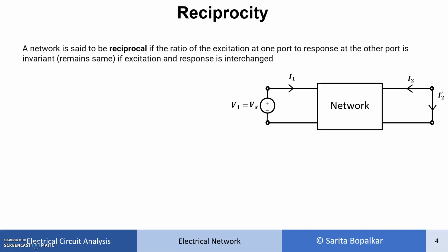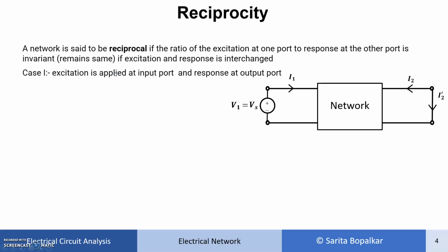Now we want to find a reciprocal network, means what? The excitation at one port and the response at the other port, and we take the ratio of it, that means Vs upon I2 dash. If we interchange the excitation and response, that means the excitation is applied at the output port and the response is measured at the input port, and that ratio should be the same, or invariant.